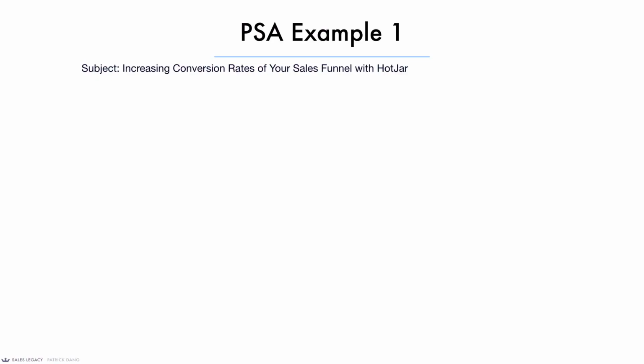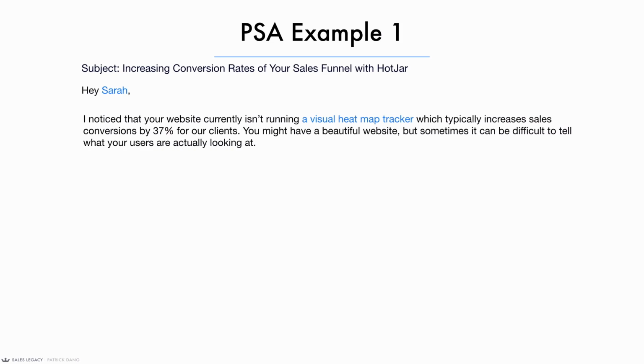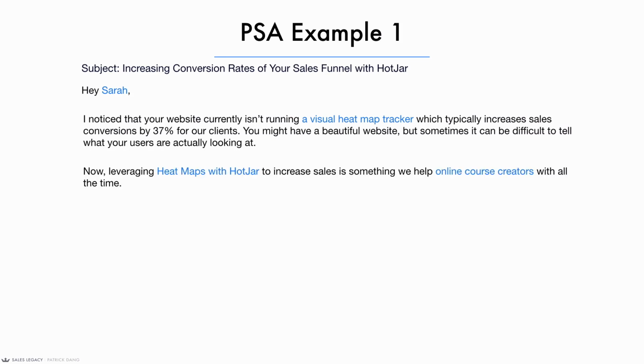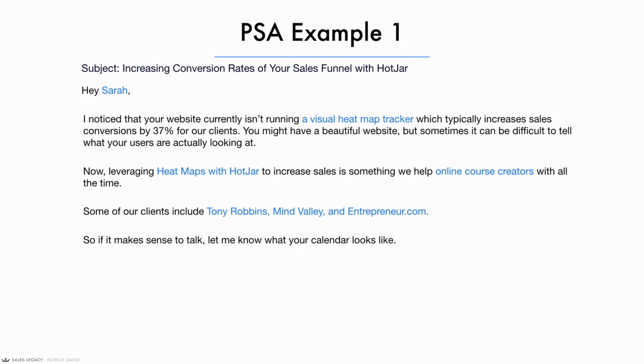Going into this example, I'm gonna say I am a salesperson at Hotjar, right? So, increasing conversion rates of your sales funnel with Hotjar. Hey, Sarah, I noticed that your website currently isn't running a visual heat map tracker, which typically increases sales conversions by 37% for our clients. You might have a beautiful website, but sometimes it can be difficult to tell what your users are actually looking at. Now, leveraging heat maps with Hotjar to increase sales is something we help online course creators with all the time. So let's say I'm going for the online course niche, right? Some of our clients include Tony Robbins, Mindvalley, and Entrepreneur.com. So if it makes sense to talk, let me know what your calendar looks like. But if not, who do you recommend I talk to?